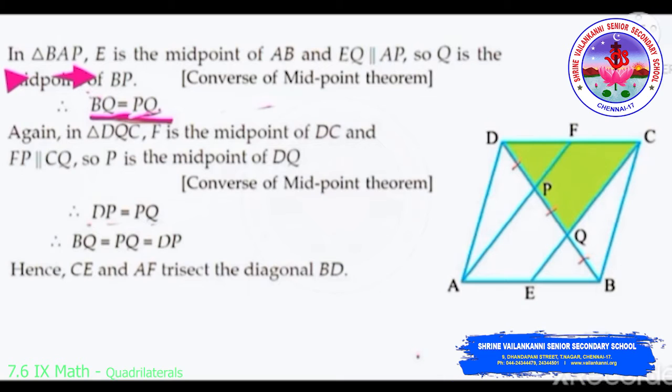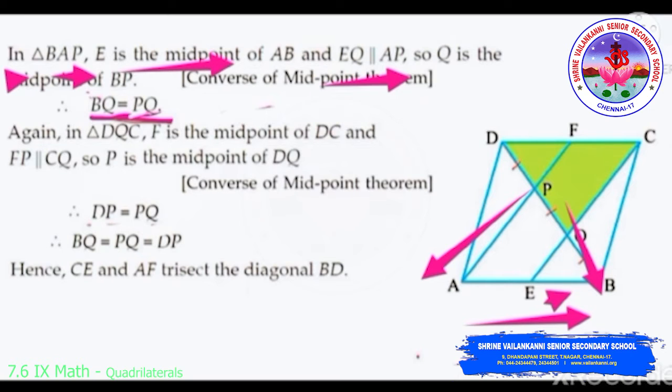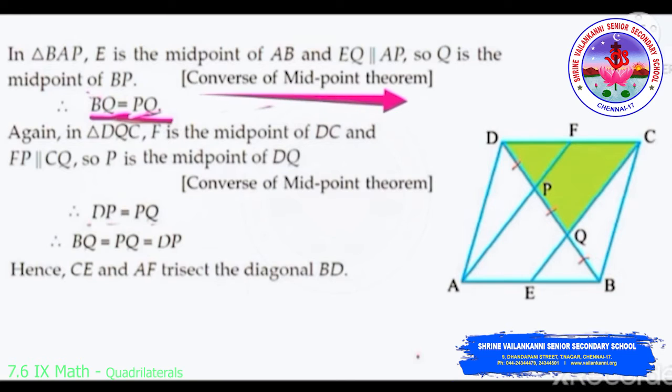In triangle BAP, E is the midpoint of AB and EQ is parallel to AP, as we have seen already. By the converse of the midpoint theorem, a line drawn through the midpoint of one side of a triangle parallel to the base bisects the third side. So Q is the midpoint of BP. So BQ is equal to QP.